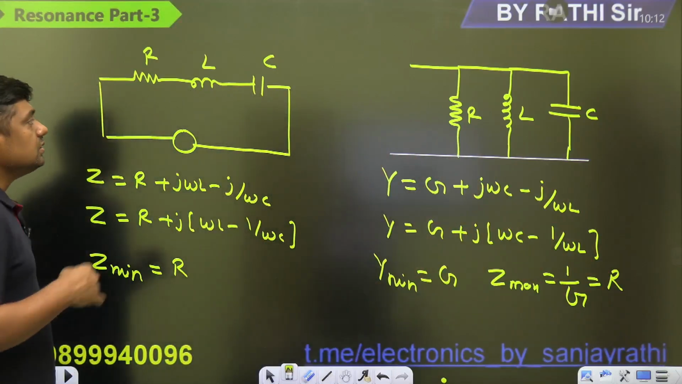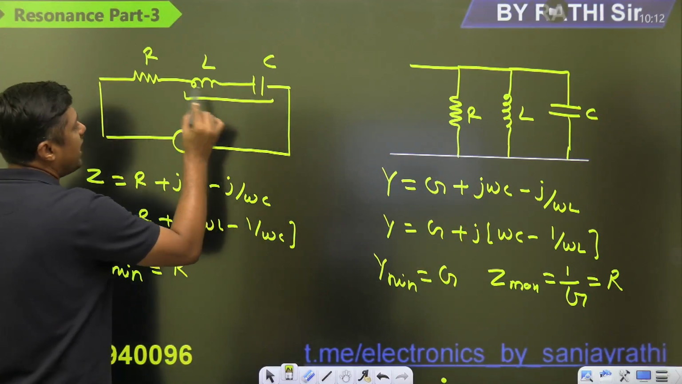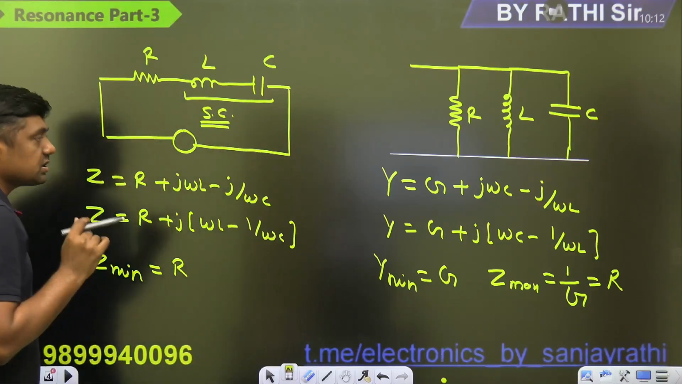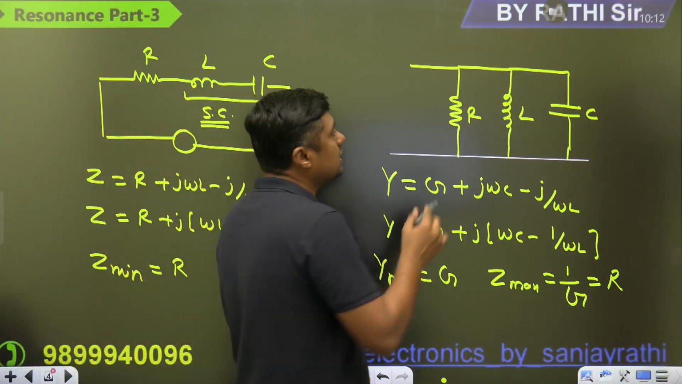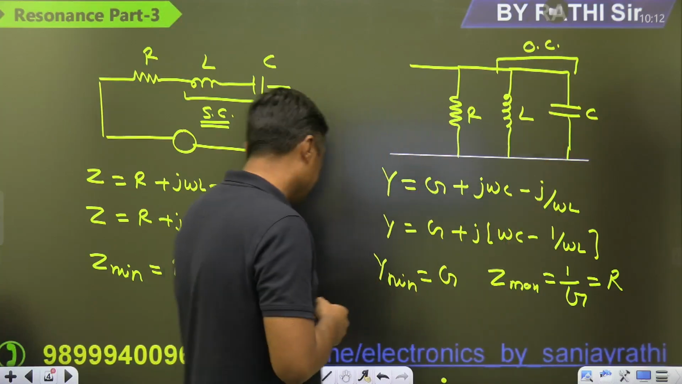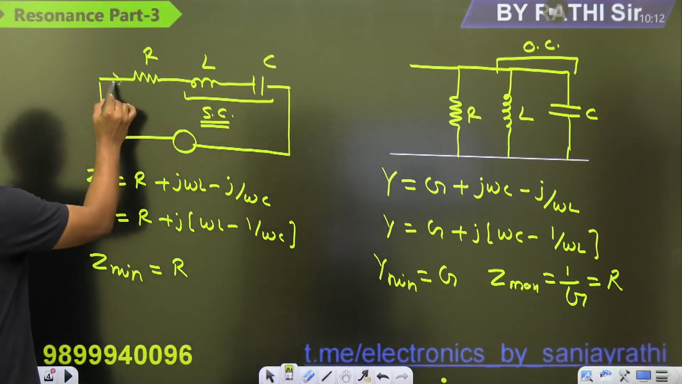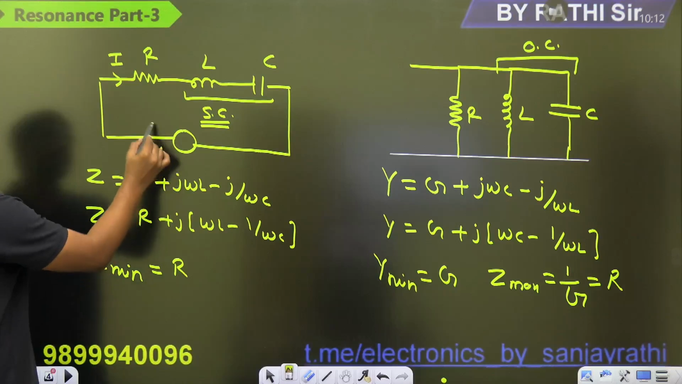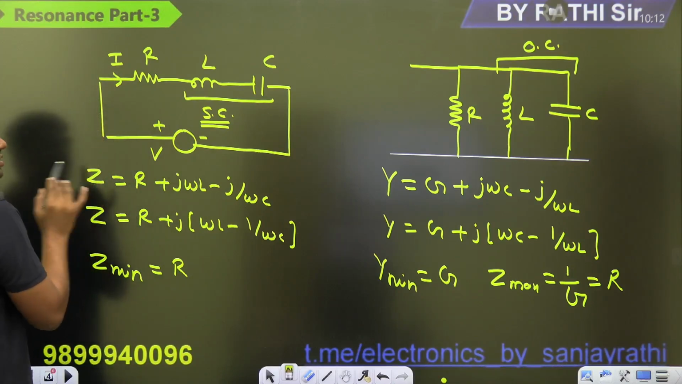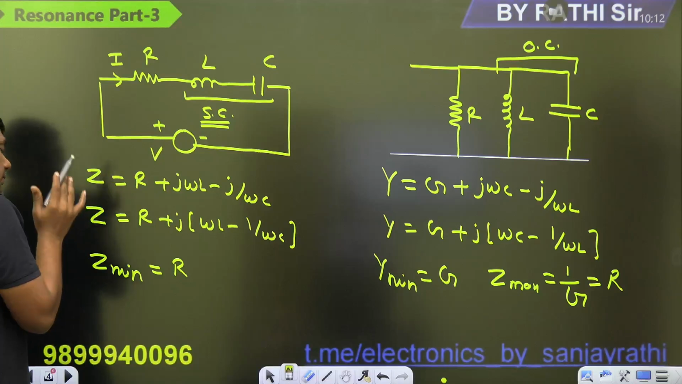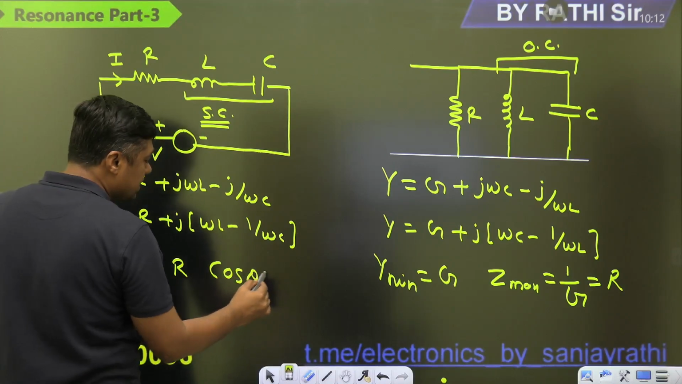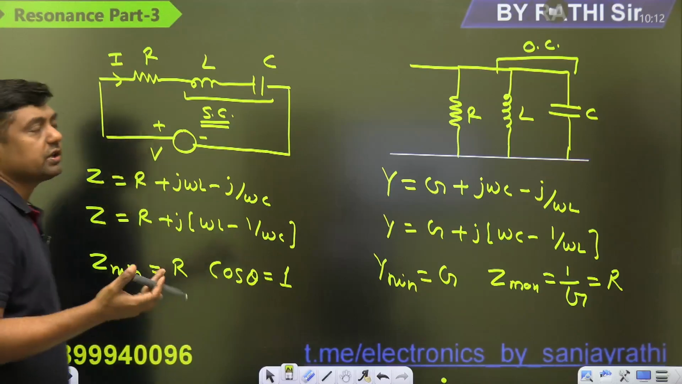Now, what is the comparison? In a series resonance, these two act as what? Short circuit. A series combination of L and C act as short circuit in a series resonance. But in parallel resonance, it will act as open circuit. Then, here, we are applying the voltage, and because of this voltage, we are getting the current. So what is the phase difference between voltage and current under resonance? 0. And the impedance is purely resistive. Power factor is unity because there is no phase difference between voltage and current.